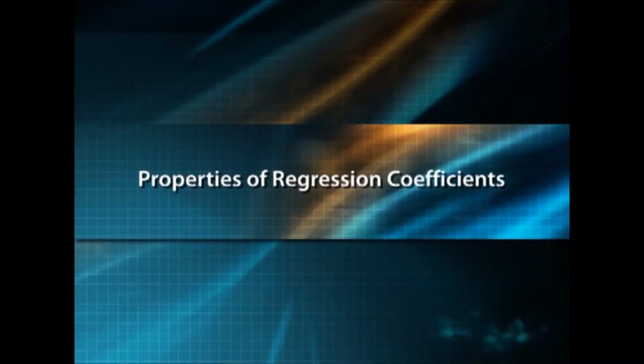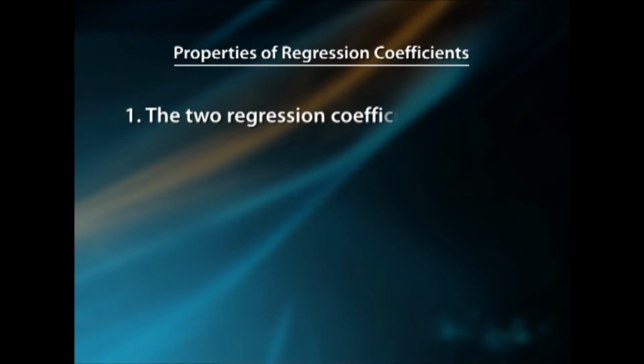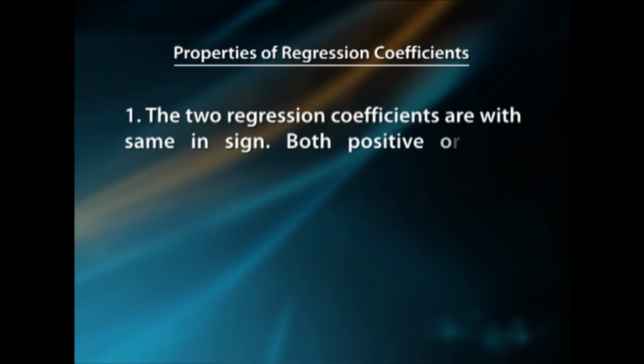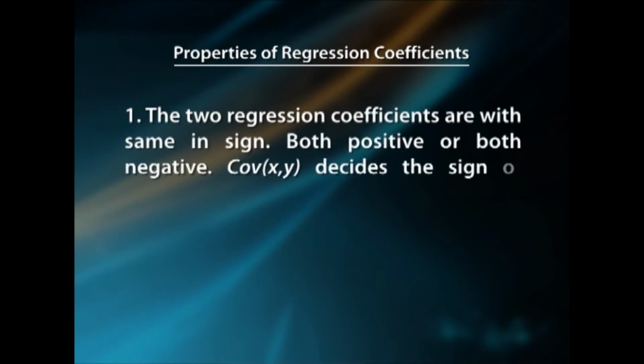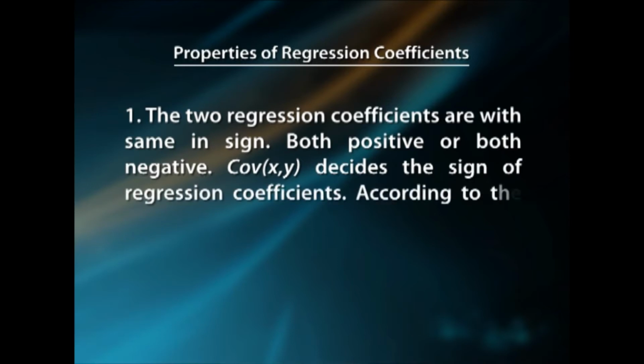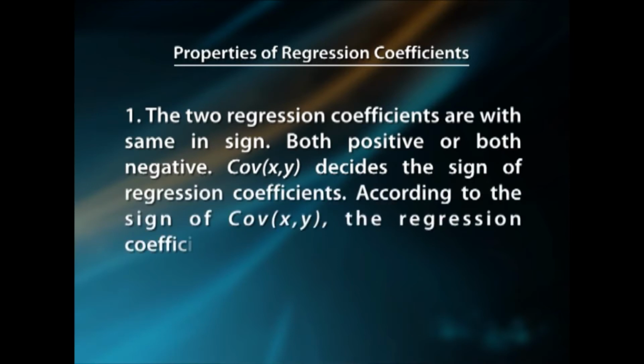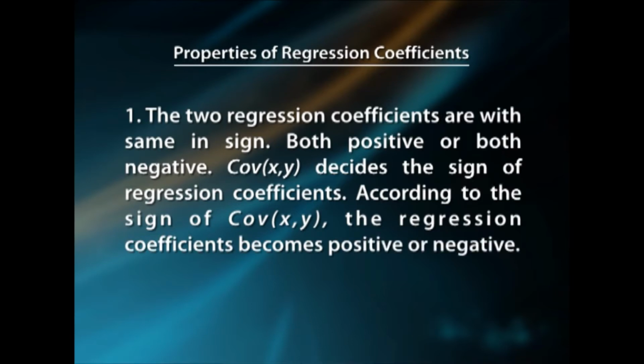Properties of regression coefficients. 1. The two regression coefficients are the same in sign, both positive or both negative. Covariance of x y decides the sign of regression coefficients. According to the sign of covariance of x, y, the regression coefficients become positive or negative.